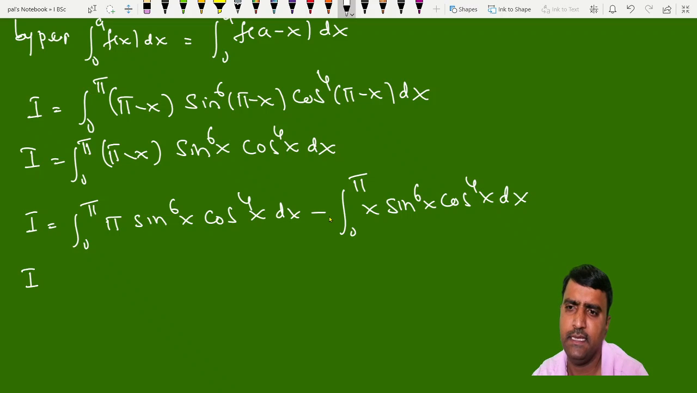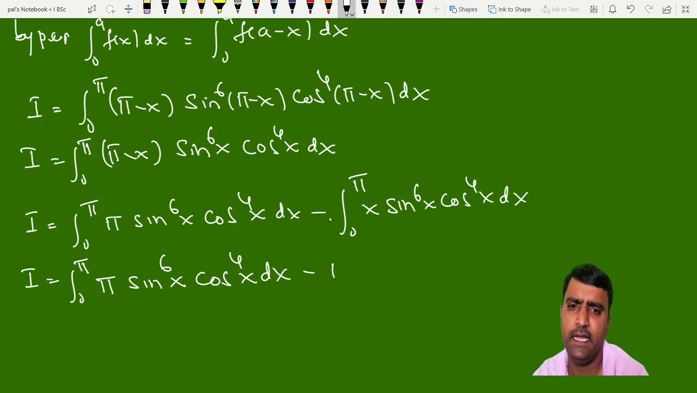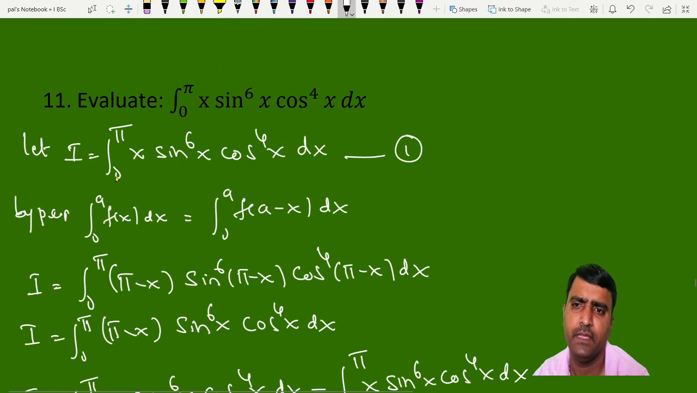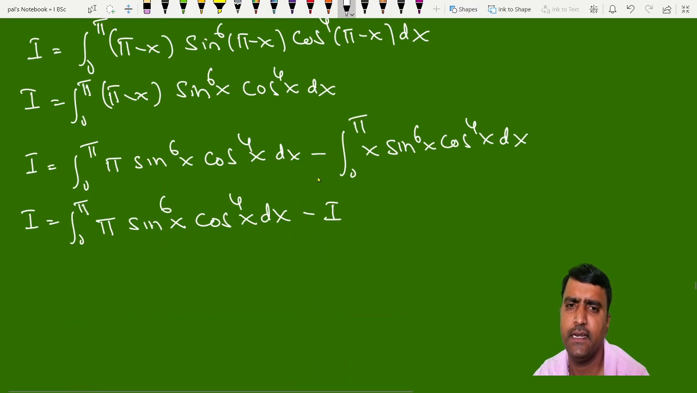So that is I is equal to integration from 0 to pi of sine to the power 6x into cos to the power 4x dx. Once again we can write this as I, because in equation 1, that I is the same: integration from 0 to pi of x into sine to the power 6x cos to the power 4x dx can be written as I.